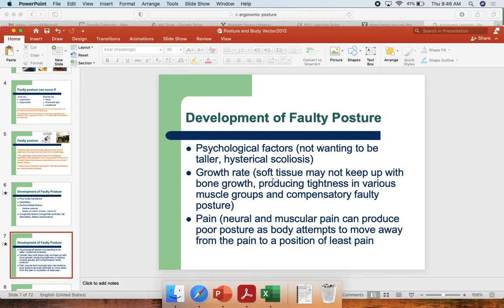Growth rate, definitely, you might develop asymmetry in the body if someone's developing more on one side than the other. That can definitely happen. And then, of course, pain. If someone has pain and they can achieve a position which puts them out of pain, people tend to find that position and hold it. Again, if it's a chronic pain and it's something that's happening day after day after day, and they're constantly finding a position of comfort, they're obviously going to develop some habitual faulty postures.